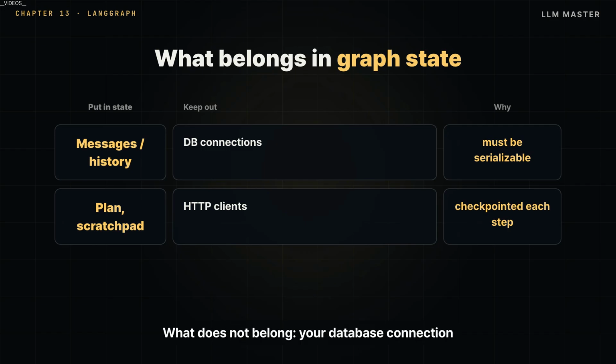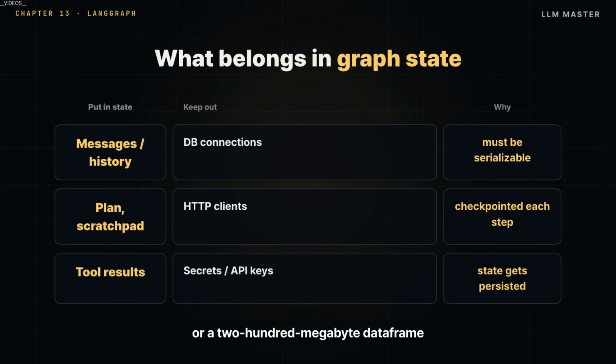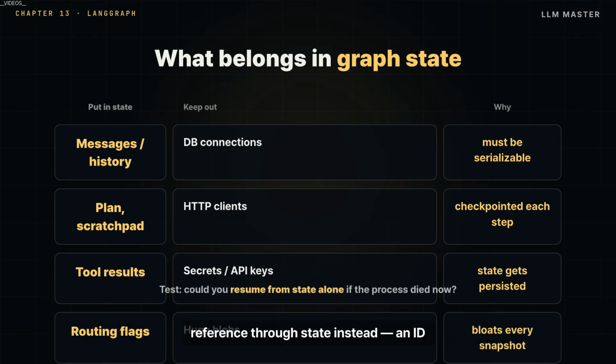What does not belong? Your database connection, an HTTP client, API keys, or a 200 megabyte data frame. Live objects can't be pickled. Secrets shouldn't be checkpointed. And giant blobs bloat every single snapshot the graph writes. Keep those outside the graph and pass a reference through state instead. An ID, a path, a key. Here's a good test. If your process died right now, could you rebuild the agent's situation from state alone? If yes, your state is well designed.